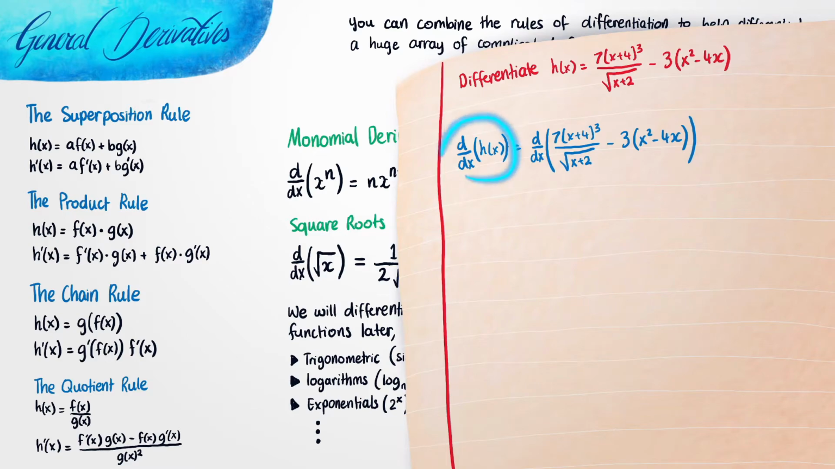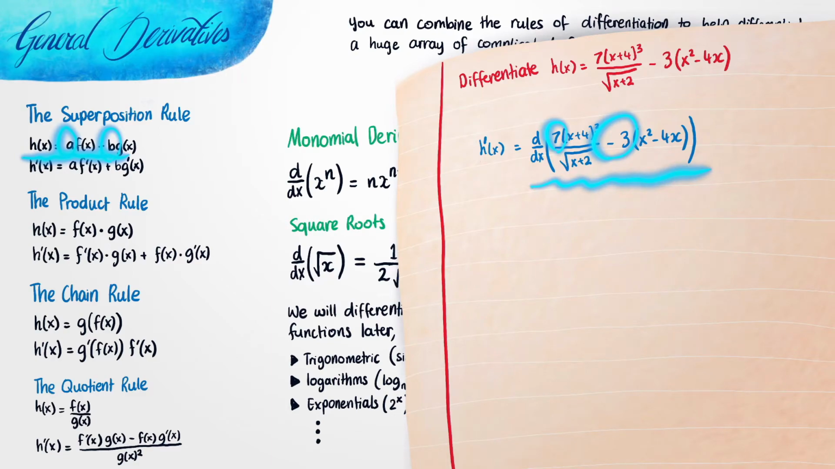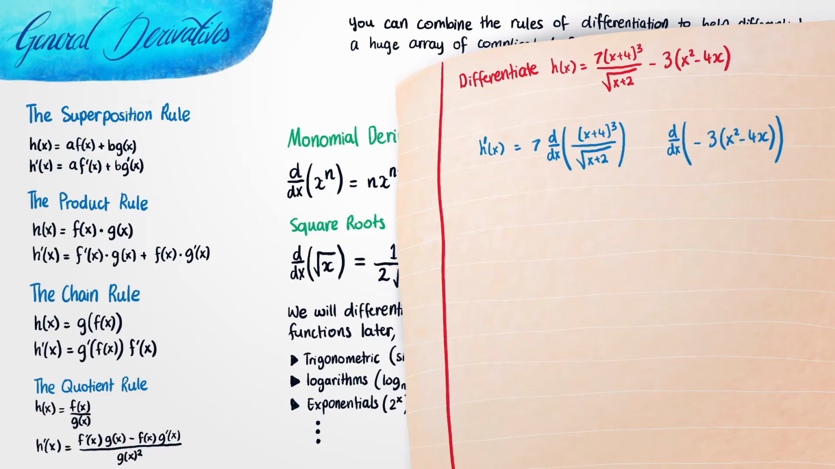Now for starters, I'm going to rewrite this term as h dash x because that's just an alternative notation for the derivative. Okay, so now in the first step, I'm going to be looking at this superposition rule because this a over here is kind of like this 7 and this b over here is kind of like this minus 3. So I can apply the superposition rule to this whole term to rewrite it like this. Okay, so now the next thing to do is to look at this term over here. And I notice that I can easily differentiate this term over here. So I'm going to go ahead and do that.